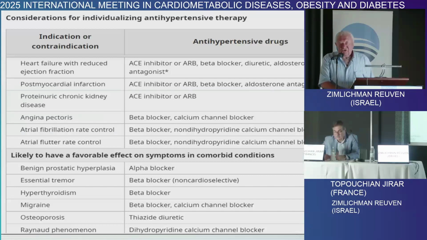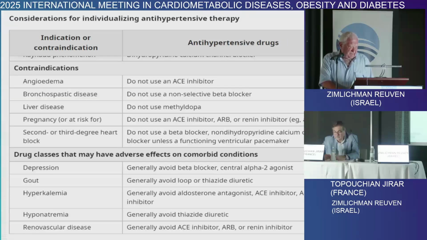Now we have a lot of indications and contraindications that help us to choose antihypertensive agents. For instance, heart failure with reduced ejection fraction: ACE inhibitors are preferred, ARBs, beta blockers, diuretics, aldosterone antagonists, etc. We are not going to go over them, but we have to know the specific medications which are preferred with each concomitant disease.